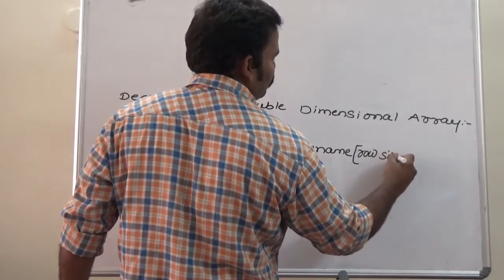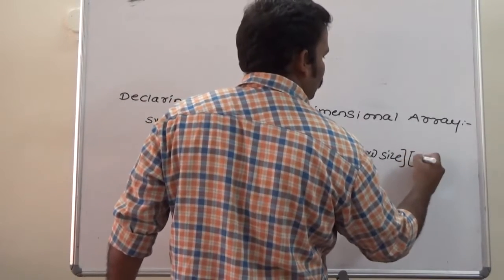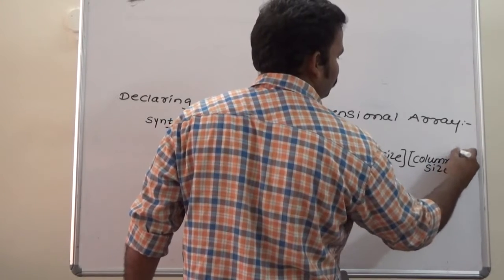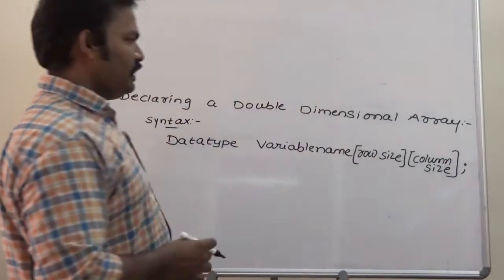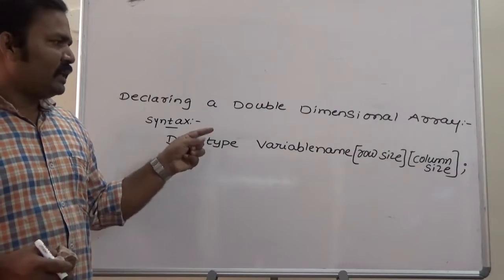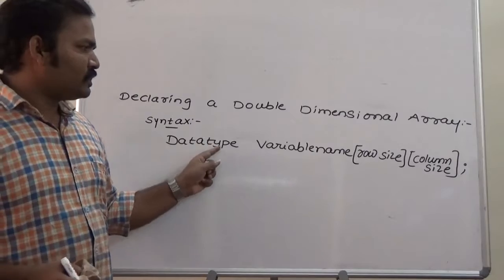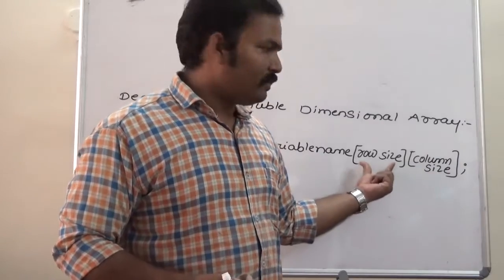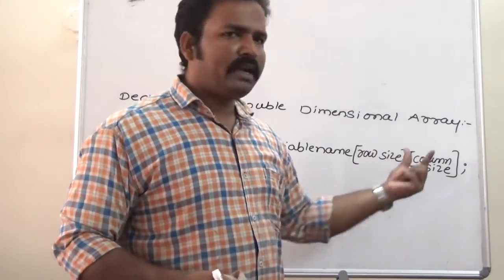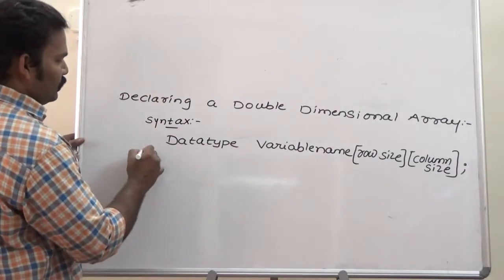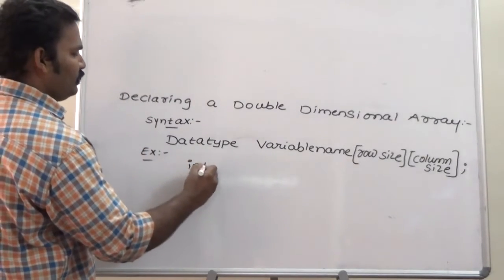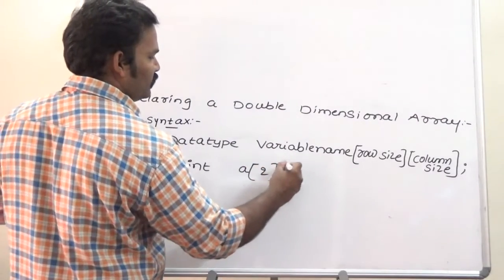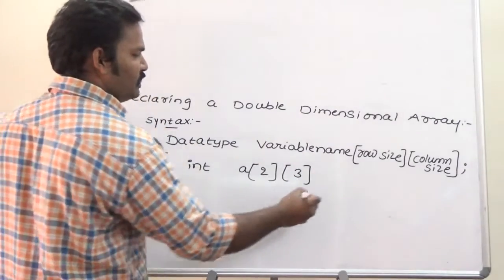row size, column size. So clear? To declare a double dimensional array, we write the data type first, then the variable name, and in the first subscript we write the row size and then the column size. Example: int A, here I am declaring a double dimensional array. The array name is A with row size 2, column size 3.